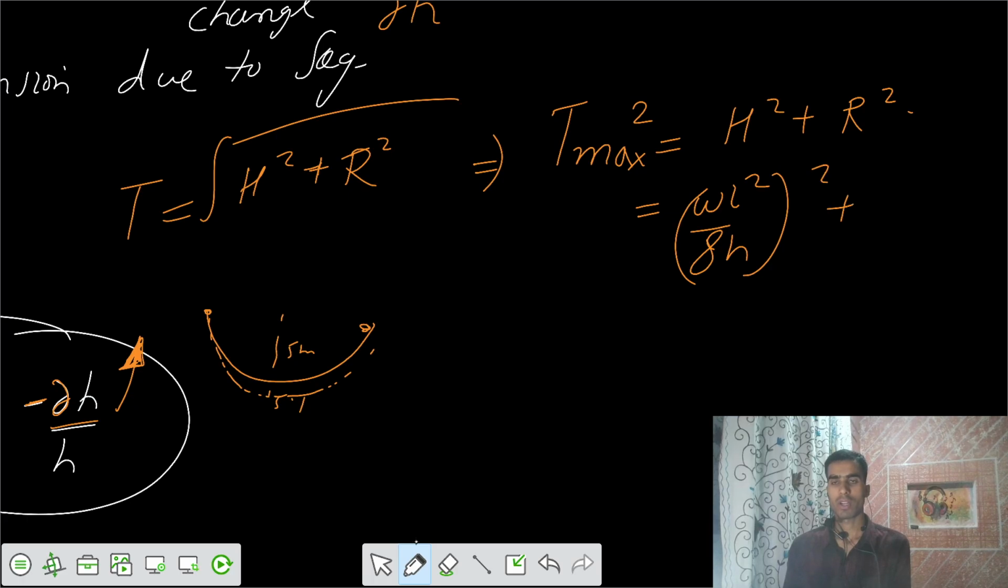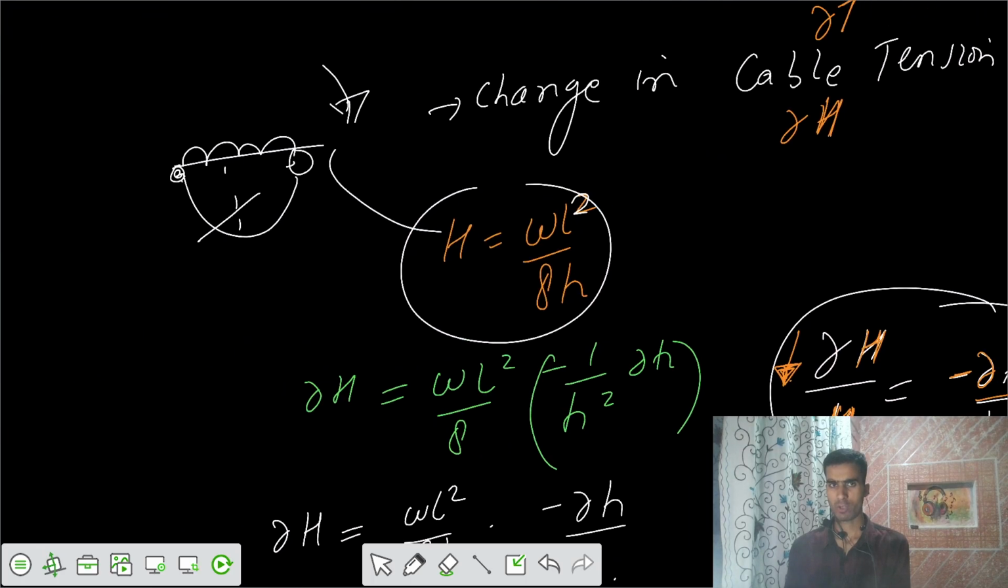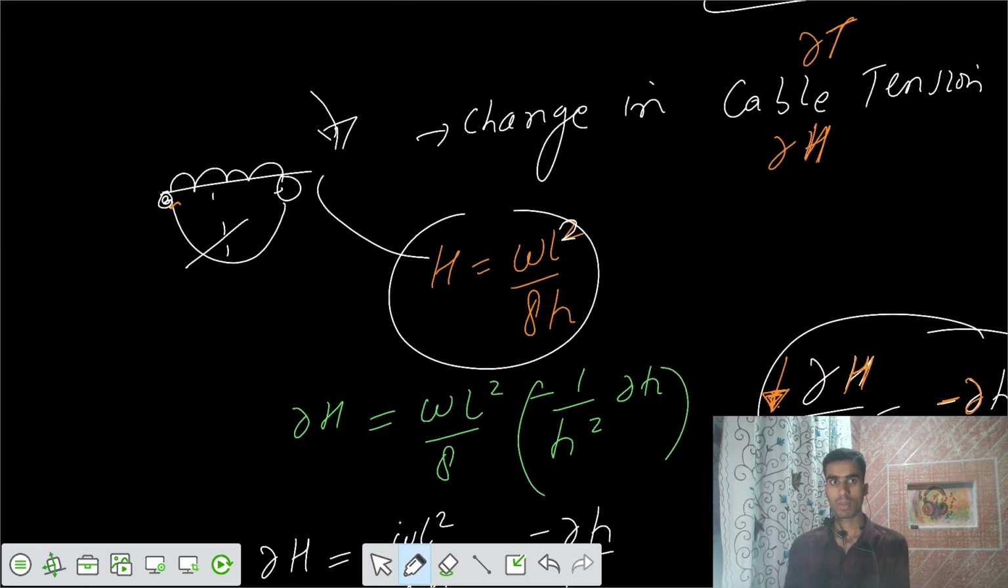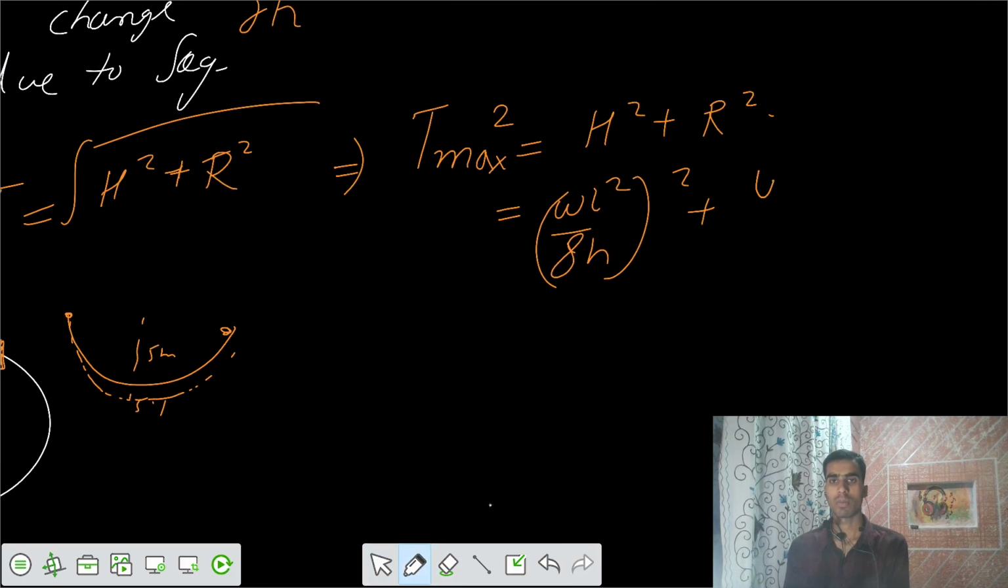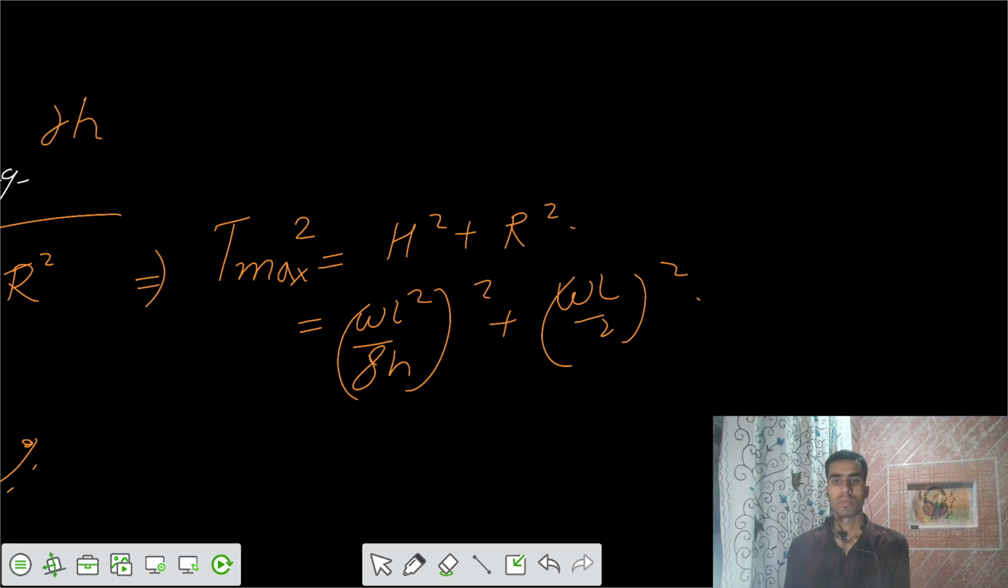And what is the maximum reaction we can have? For the T max, what should be the reaction? At the location of support, the tension would be maximum, because here the reaction is maximum, and that maximum reaction is equal to WL by 2.